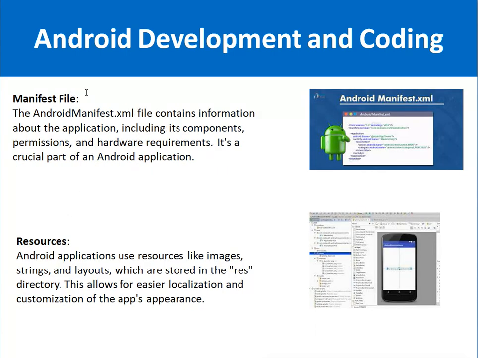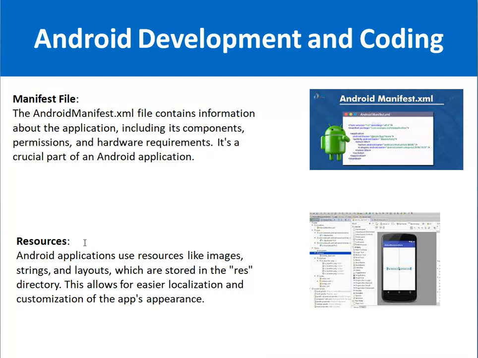Then the manifest file. The AndroidManifest.xml file contains information about the application. That means the components included in the application, permissions, hardware requirements, and information about the Android app. So think of this as an XML file which includes all the necessary introductory information about the Android app in one file, AndroidManifest.xml.